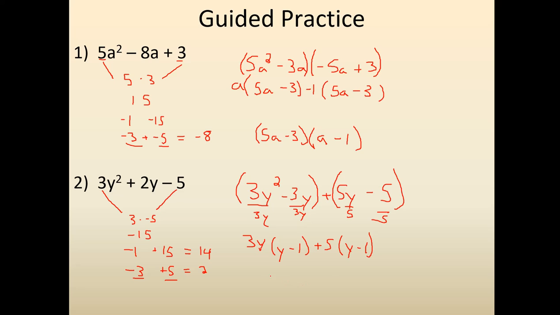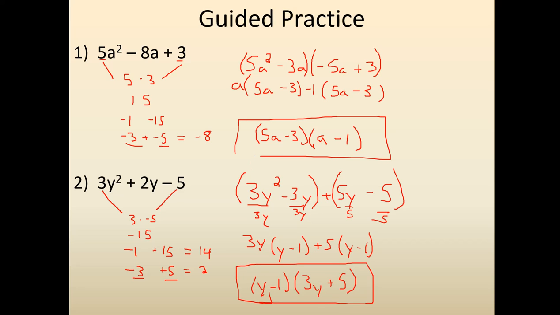So my factors will end up being y minus 1, that common term from both sides, and then the numbers I pulled out. I pulled out a 3y over here, and I pulled out a positive 5. So I write them, and that ends up being my factorization. All right? And that's pretty much it.